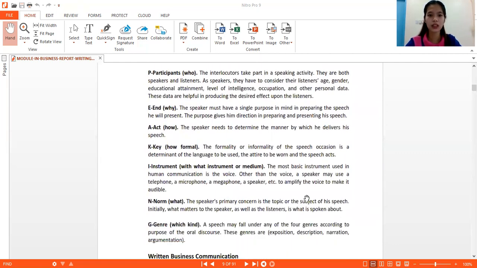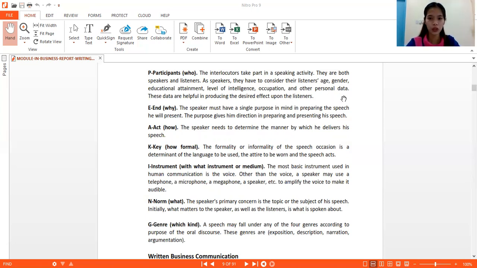Next element is the participant. Participants, or who the interlocutors take part in the speaking activity. They are both speakers and listeners. So, when you are delivering a speech, hindi lang ang suot mo ang kailangan mong i-consider. Pati ang place, kung sino yung mga nasa harap mo, yung age, yung gender, educational attainment, level of intelligence, occupation, and other personal data.